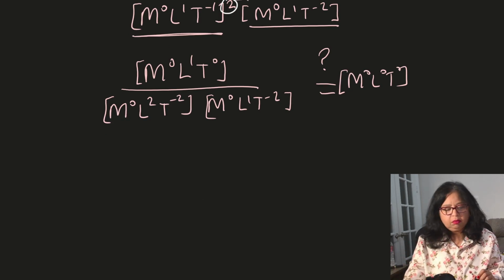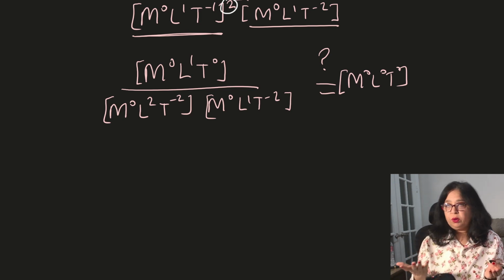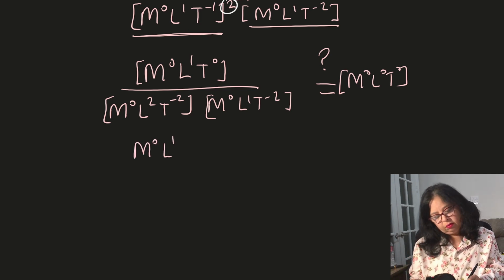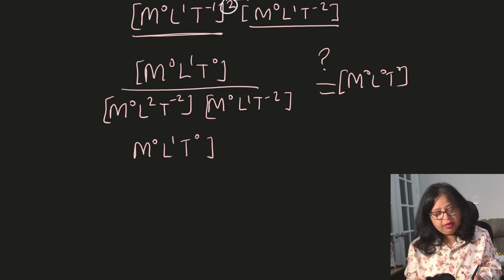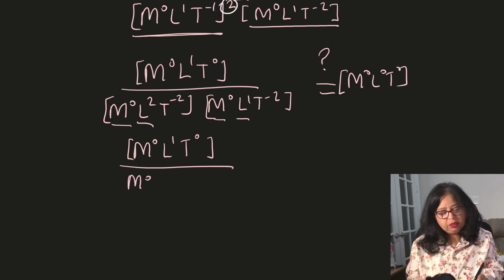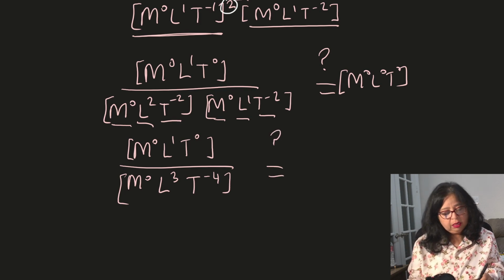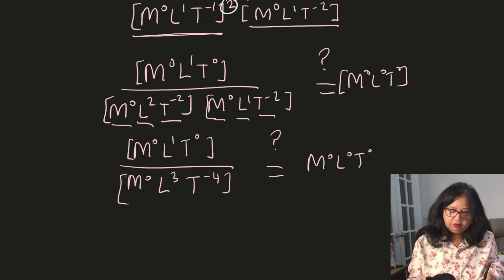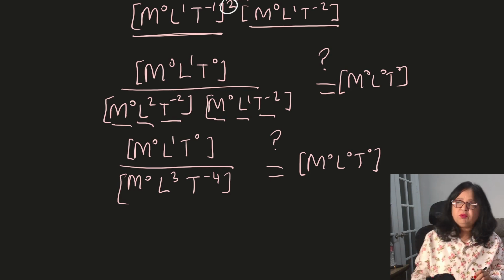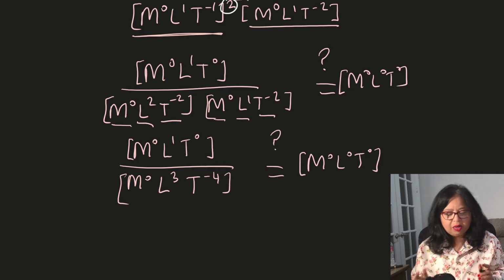Now, do I need to even solve this? Can you see whether these two sides are equal or not? All right. So m0 L1 t0 on the left-hand side divided by m0 times m0 is m0. L2 times L1 is L3. T minus 2 times T minus 2 is T minus 4. Is this equal to M0 L0 T0? I'm carrying this forward just for completion. Now I'm pretty sure you can see whether these two sides are equal or not.